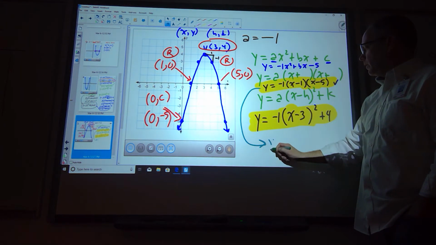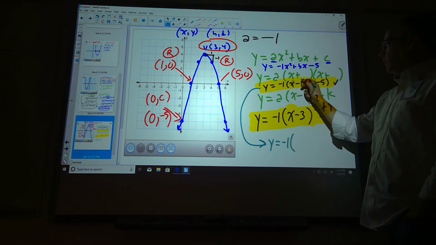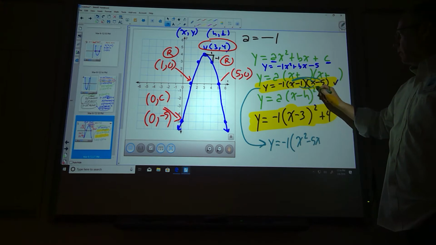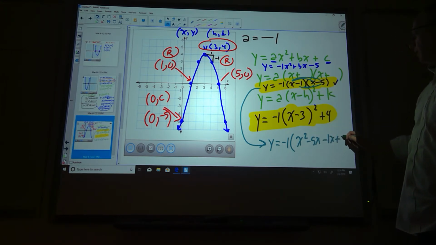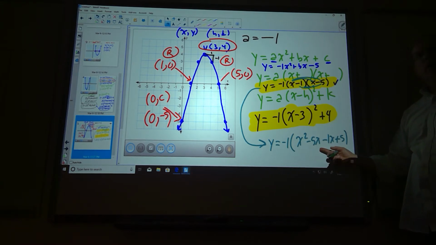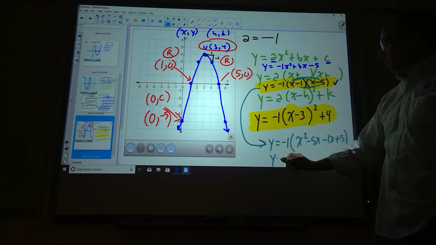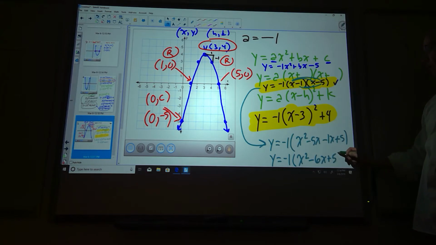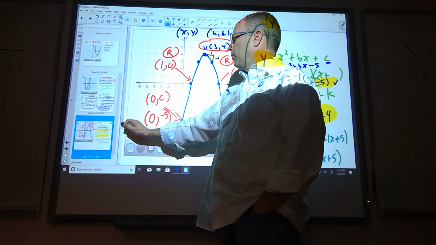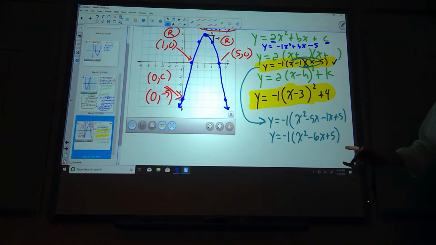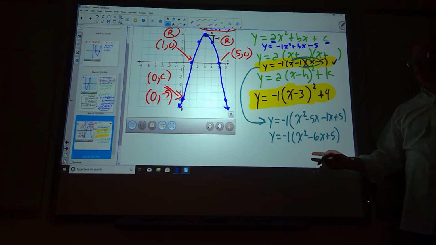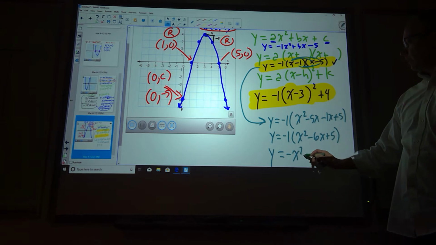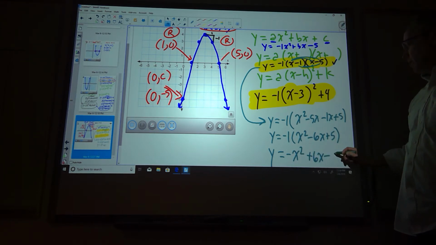Let's FOIL it out. So I got that negative one out there. And then if I go here, I get x squared minus 5x, here, minus 1x plus 5. Do I have like terms here? Sure. Okay, y equals negative 1, x squared minus 6x plus 5. And what's the last step that I should do on this problem to get it into standard form? Distribute the negative 1, sure. So I get negative x squared plus 6x minus 5.